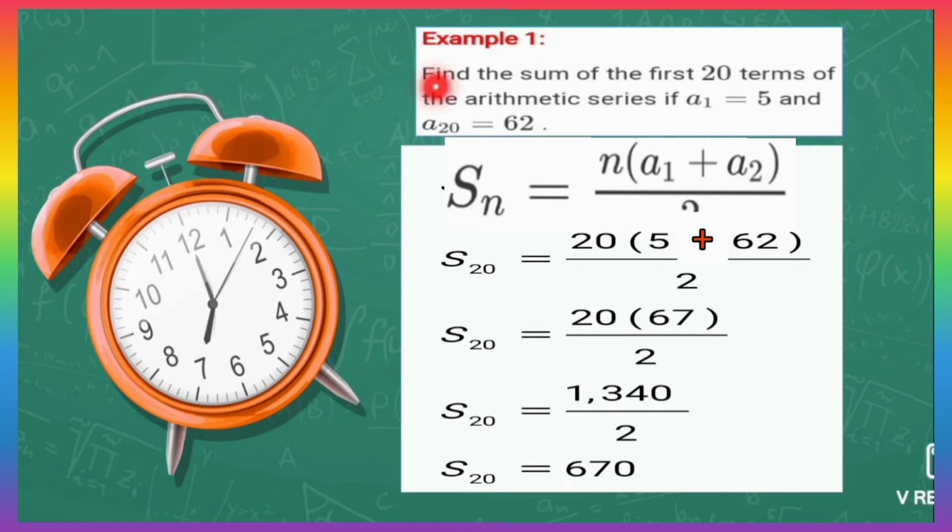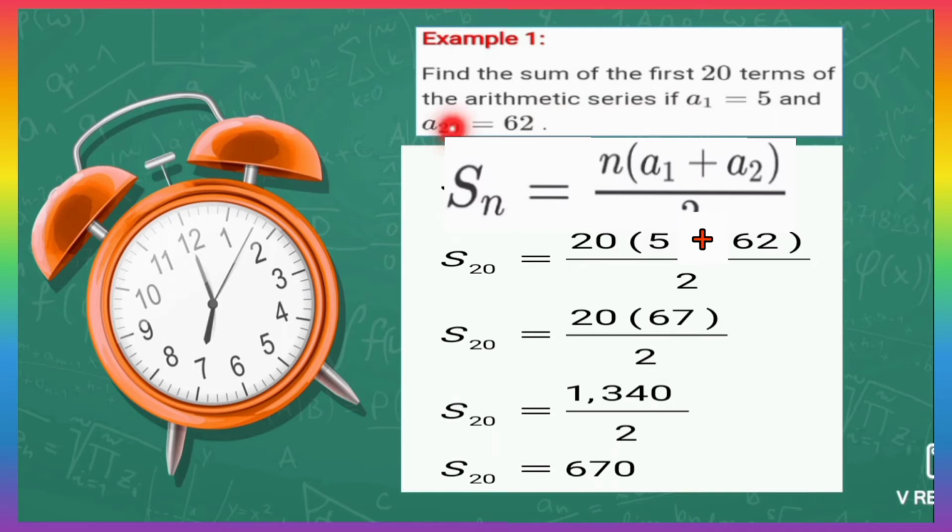Example number 1. Find the sum of the first 20 terms of the arithmetic series if a sub 1 or the first term is equal to 5 and the a sub 20 or last term is equal to 62. Dito sa question na to, ang ibig sabihin ay hinahanap natin yung total amount ng 20 terms from first term papunta sa last term natin. So, ilan lahat yung total nun.